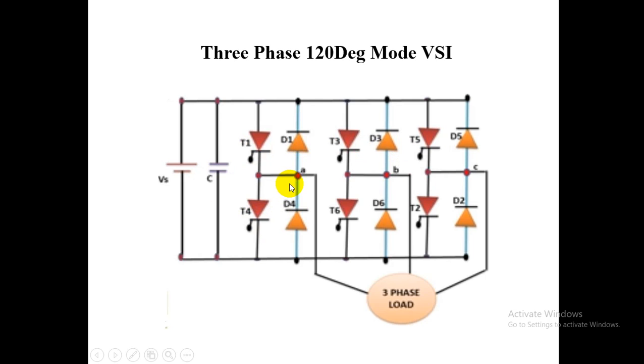Then we can see that there is a three-phase load. This is three-phase load, and one phase is connected to the first arm like this, and the second phase is connected to the second arm like this, the combination of thyristors and diodes. And the third phase is connected to the T5, T2 and D5, D2 combination. And this may be a resistive load or RL load.